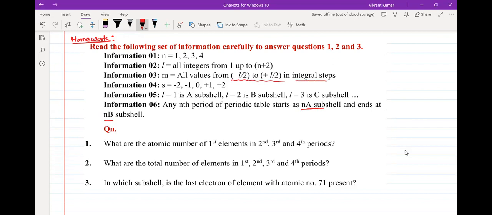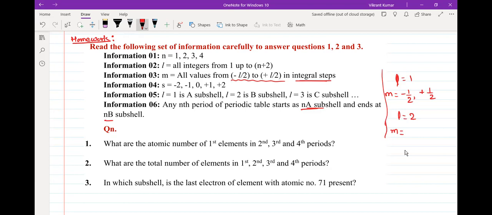Now, what do you mean by integral step? That means you go from the lowest value, you add 1 at a time. ठीक है? मान लो मेरे पास वैल्यू आ गया, l का वैल्यू 1 है, तो फिर m का वैल्यू क्या होगा? तो -1/2, and then you add 1 in that, so you'll be getting +1/2. बट मैंने बोल दिया अगर l का वैल्यू 2 है. नाउ कैन यू टेल मी m का वैल्यूज क्या क्या आ सकता है? -1 to +1.